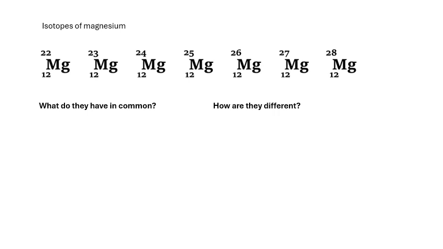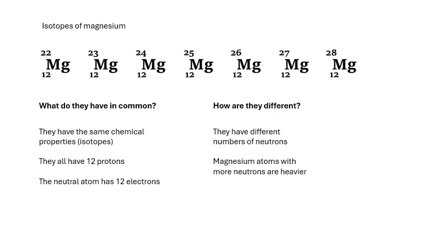So you know what isotopes are. So here's a question. What do they have in common? And then how are they different? Well, what do they have in common? They've got the same chemical properties. Yes. If you put them in acid, then they'd fizz and give off hydrogen. That's what the word isotope means. It means iso, the same, tope, properties.